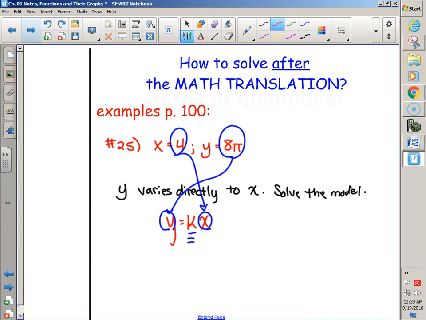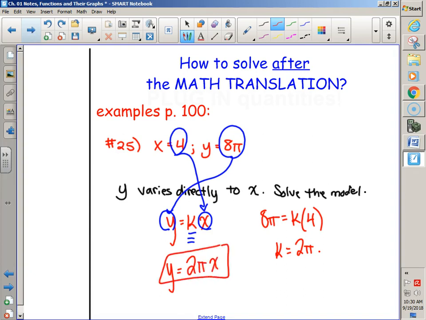So when I plug in my clues, anybody watch Blue's Clues? Whatever. If I plug in 8 pi and I plug in 4, pretty quickly, hopefully we can solve. That's just k, not the model. The model is the equation with the k solved for.